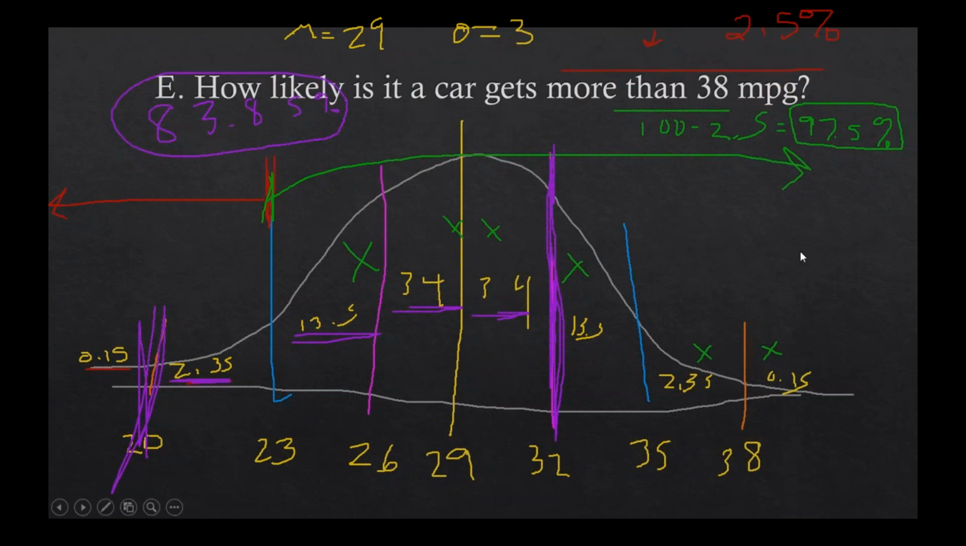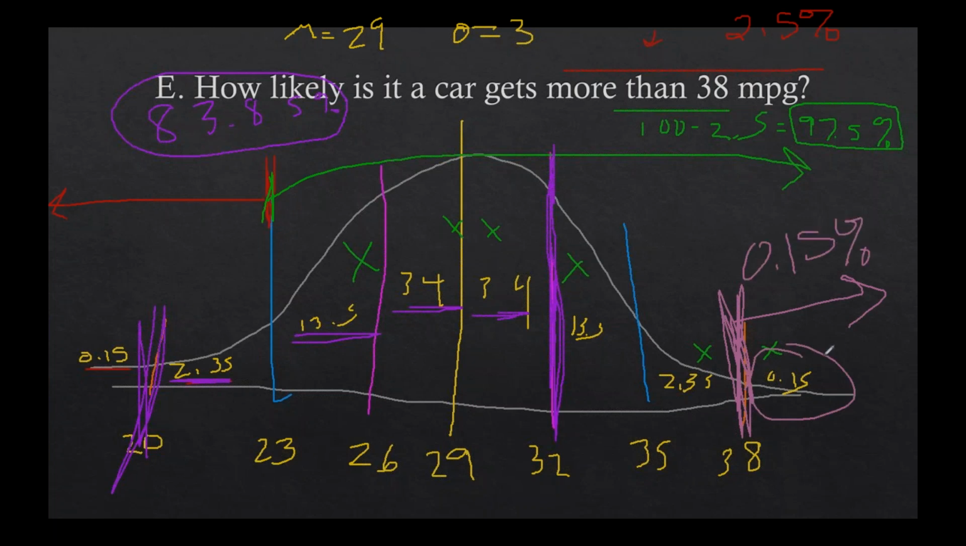Okay, we've got one more question to go with this one. How likely is it that a car gets more than 38 miles per gallon? Well, let me get a color here. Okay, so here's 38. Which way is more? To the right. So we're looking to the right of 38, which gives me an answer of 0.15%. And that's how we can use the empirical rule.